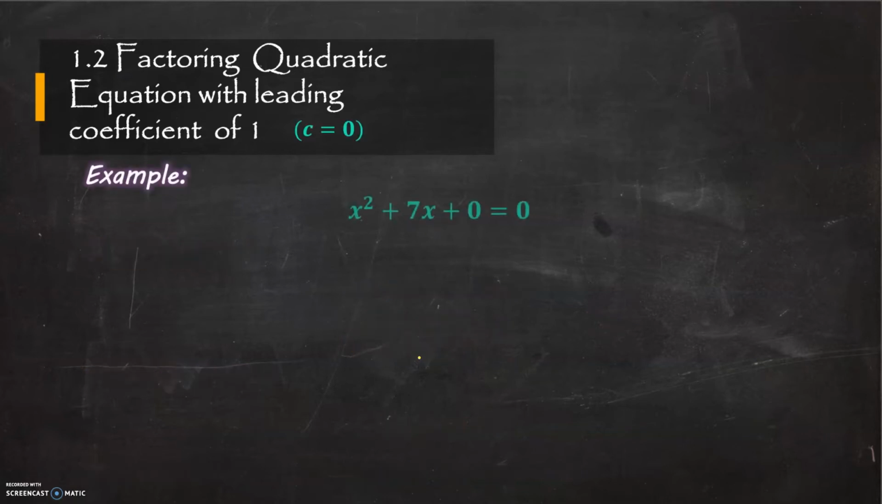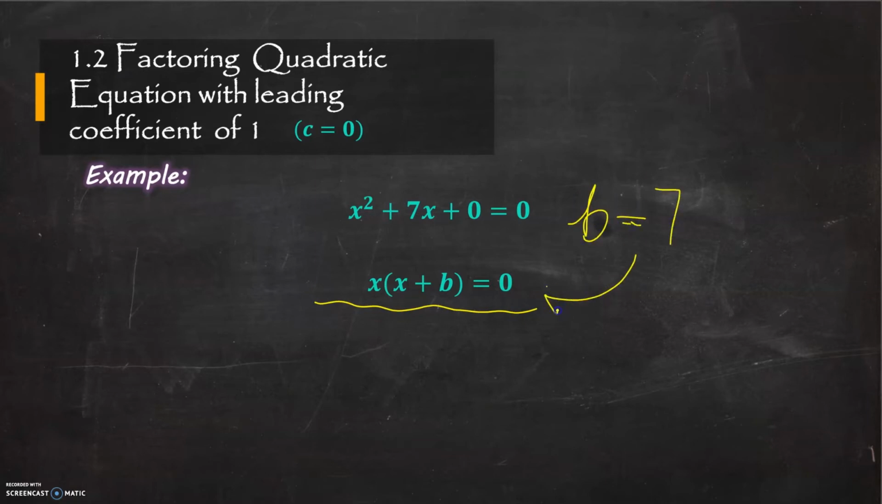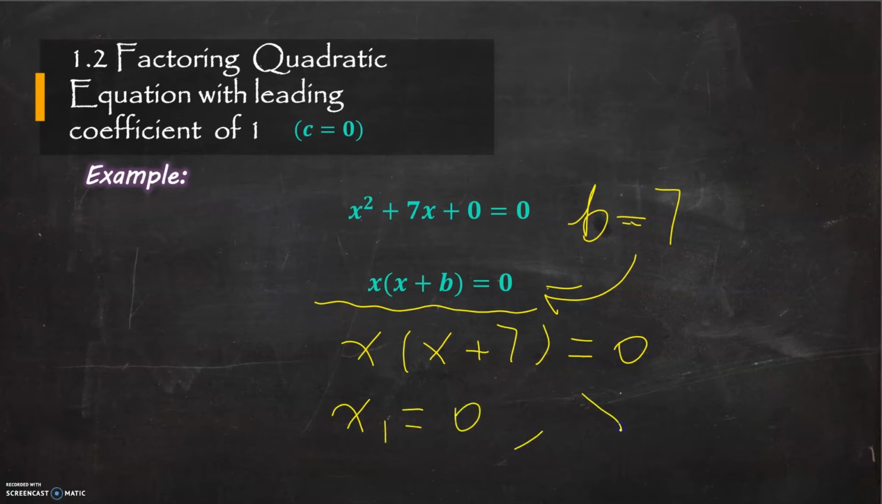Here's an example. So I have x squared plus 7x plus 0 equals 0. And that's the equation after factoring. So we know here we have b equals 7, and then we can plug this in. We have x times x plus 7 equals 0. So our first solution would be 0, and the second solution would be negative 7. It's very straightforward.